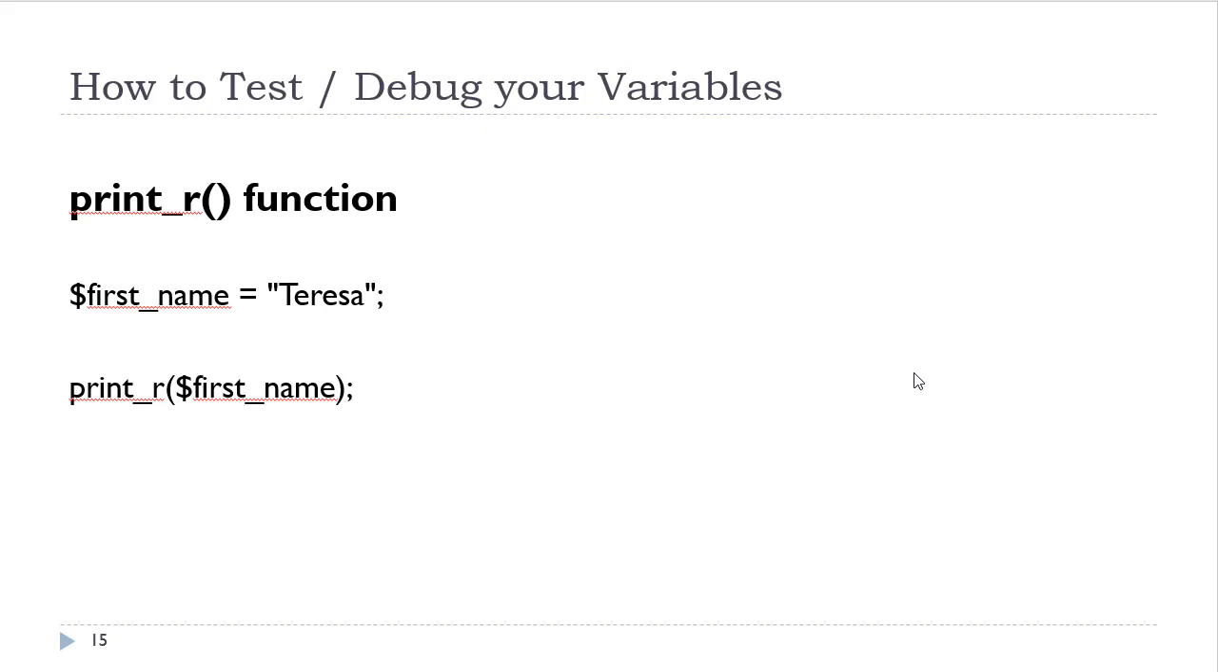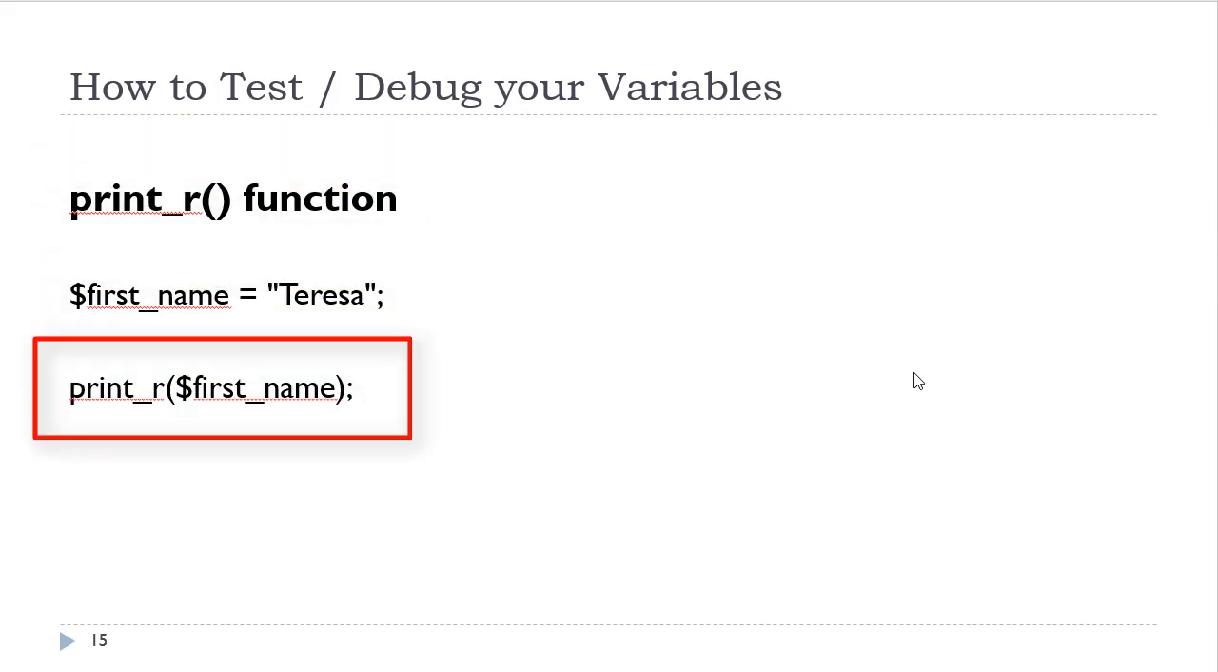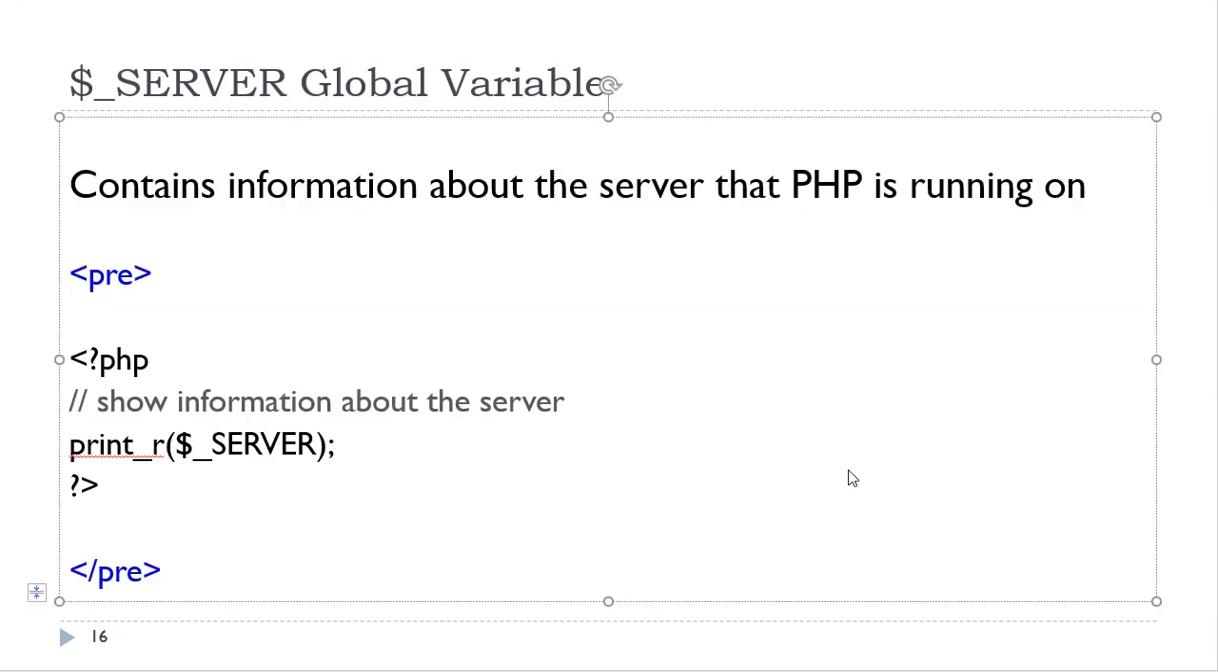PHP gives us a very useful function that we can use to test the values of the variables to make sure that we are doing things correctly. It also comes in handy to debug your code in the event that things don't work out the way you think they should. That is the print_r function. So to use that function, all you do is pass the variable to it, and it will display the value.